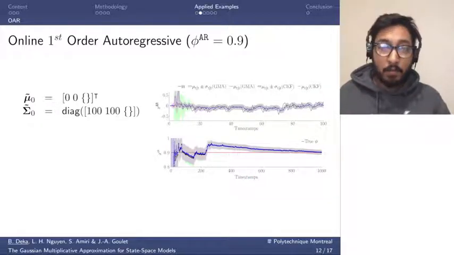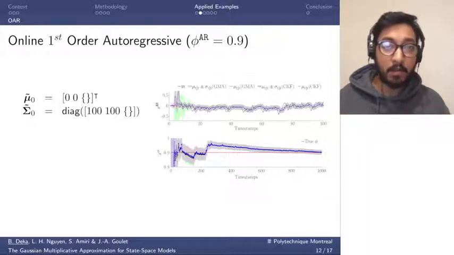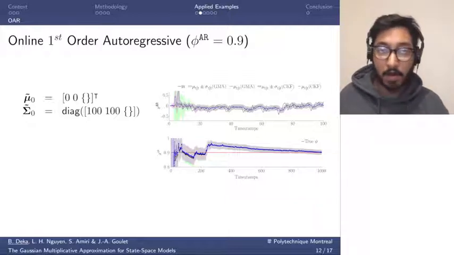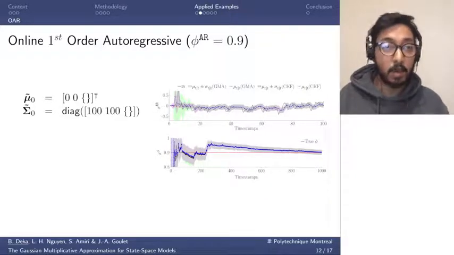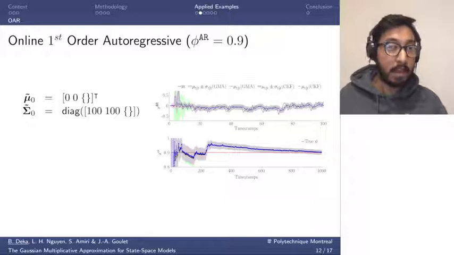For an example, we simulated a first order autoregressive process with phi AR equal to 0.9. Our purpose is to identify the phi AR as a hidden state starting from some unknown prior knowledge. To start the learning process, we used prior knowledge of 0 for both AR as well as for phi, and a variance of 100 for each.